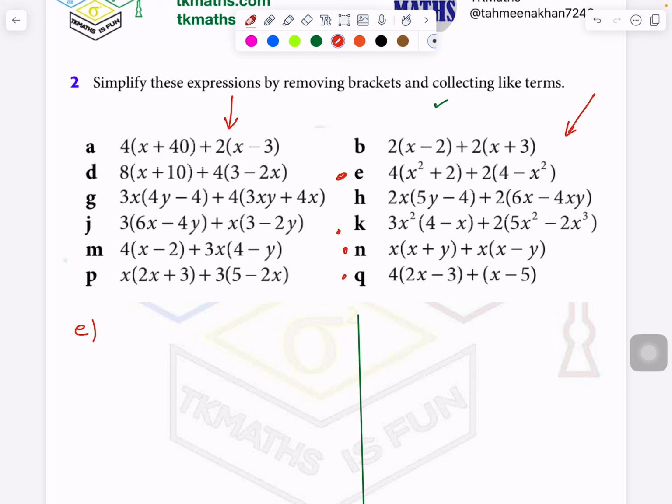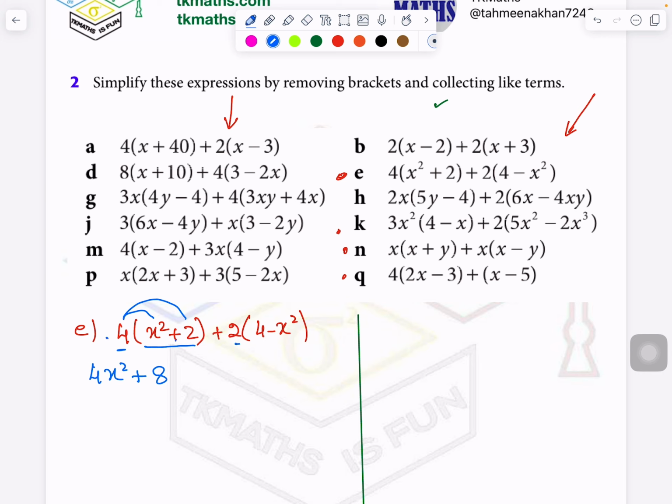Okay, so I'm solving part E first. Let's see. 4 bracket x square plus 2 plus 2 bracket 4 minus x square. It looks different, but actually you see the concept is 100% same. So if you have focused in the previous explanation, this will not be difficult for you. This 4 will multiply by the terms in bracket here only. That's all. So it is 4x square, right? And 4 2s are 8. Sign will remain plus because both are plus.